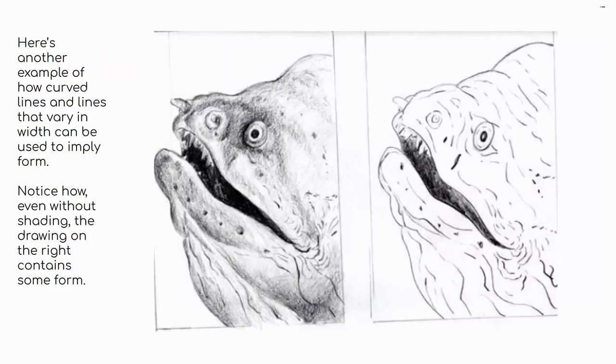So the version on the left is showing the eel looking fairly three-dimensional because of the value gradations that I added, the shading that I added, but then I still achieved a fairly three-dimensional look to the eel in the version on the right by using curved contour lines that are investigating the three-dimensional structure of the eel.